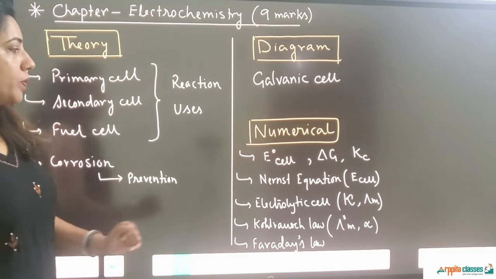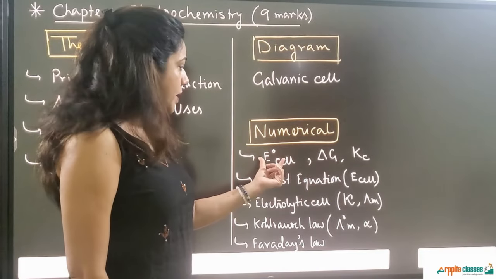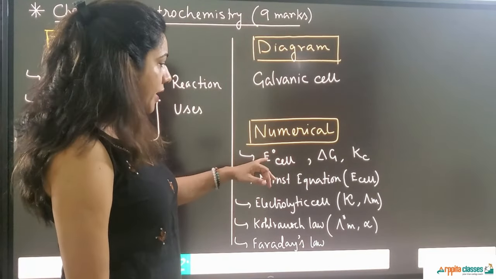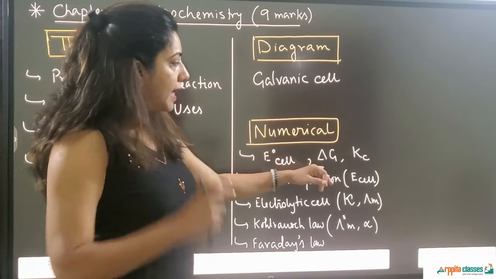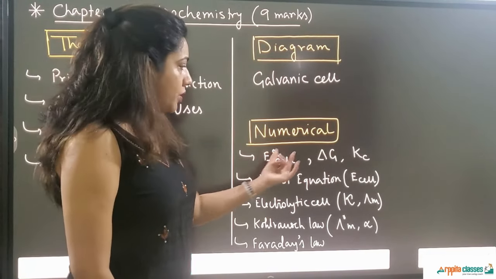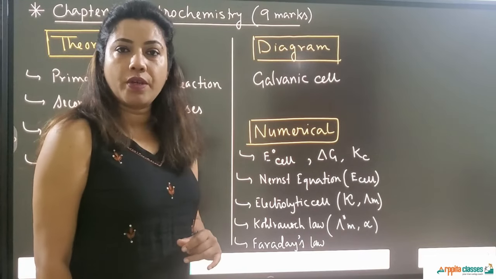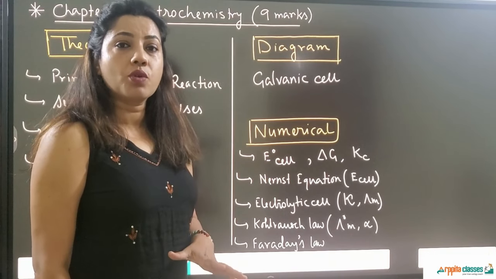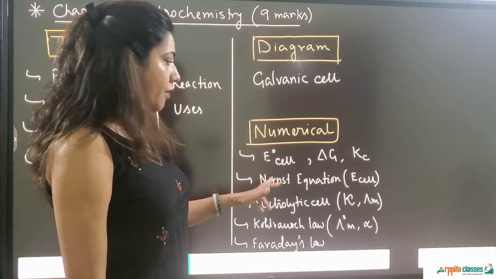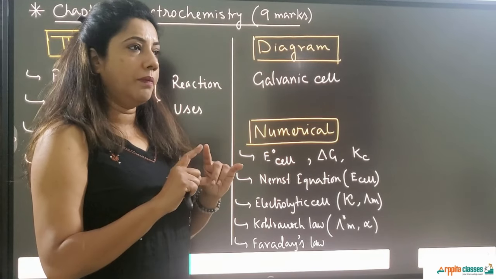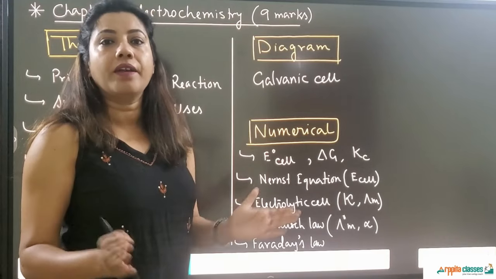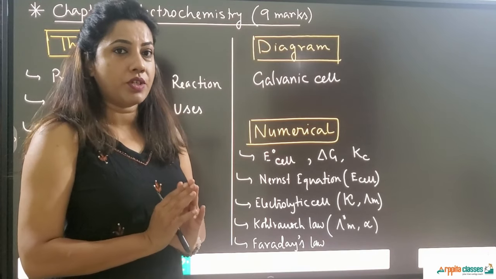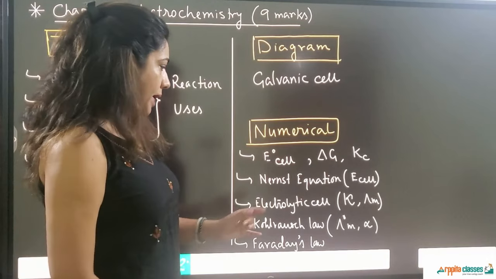For the numericals, we need to do numericals based on E0 cell, the standard electrode potential of the cell, delta G and Kc. Numericals based on these 3 topics. Then the Nernst equation: we know that from the Nernst equation we find out the electromotive force of a cell, that is E cell. Also the derivation of the Nernst equation you need to prepare.